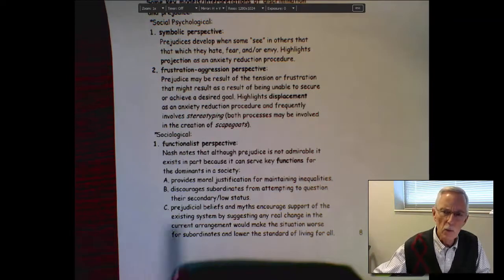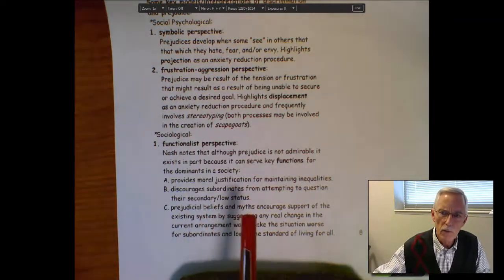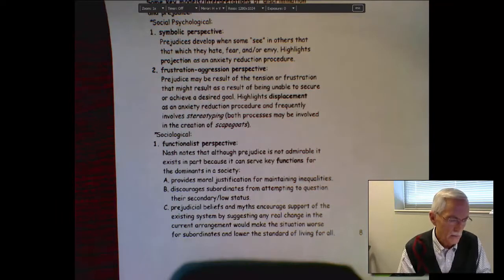And then last but not least, don't underestimate the influence of beliefs, mythologies, ideologies. They're going to work to support the existing system, in part by suggesting that changing the system would actually make the overall situation worse for subordinates and would end up lowering the overall standard of living for everyone. What's rather interesting is that there are studies that highlight the fact that prejudice often increases when a society's value system is thought to be under threat.